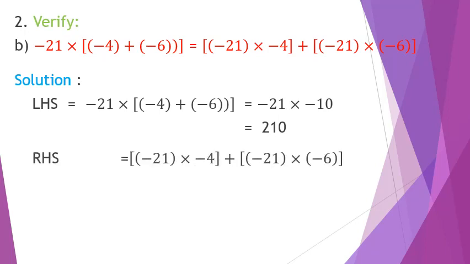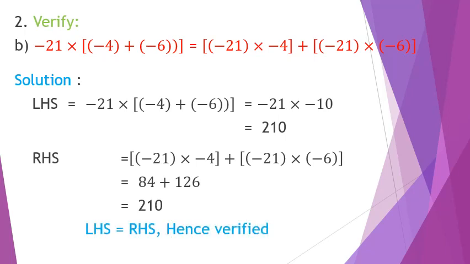Next we can take the RHS. RHS equal to -21 into -4 plus -21 into -6. -21 into -4 gives 84, plus -21 into -6. Minus into minus is positive, so we get 126. 84 plus 126 gives 210. Here LHS equal to RHS, hence we verified.